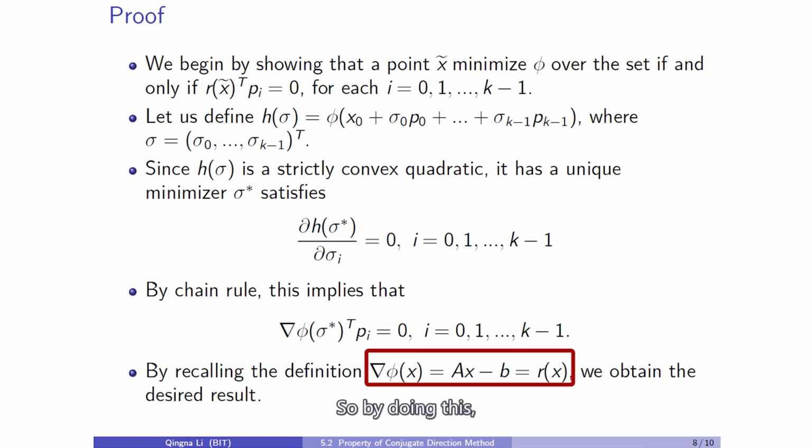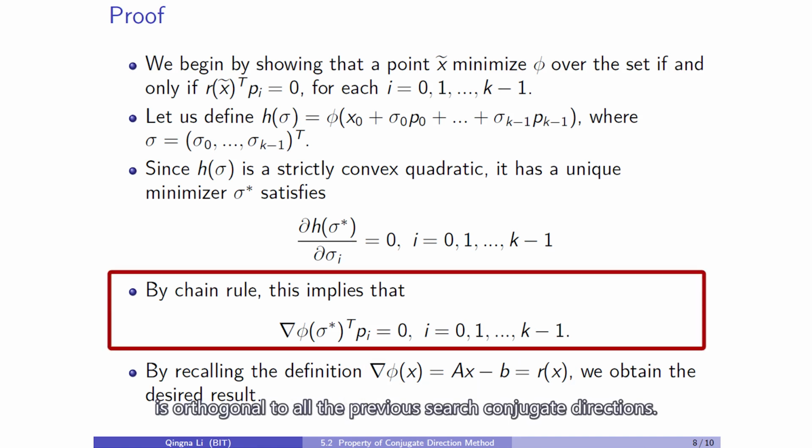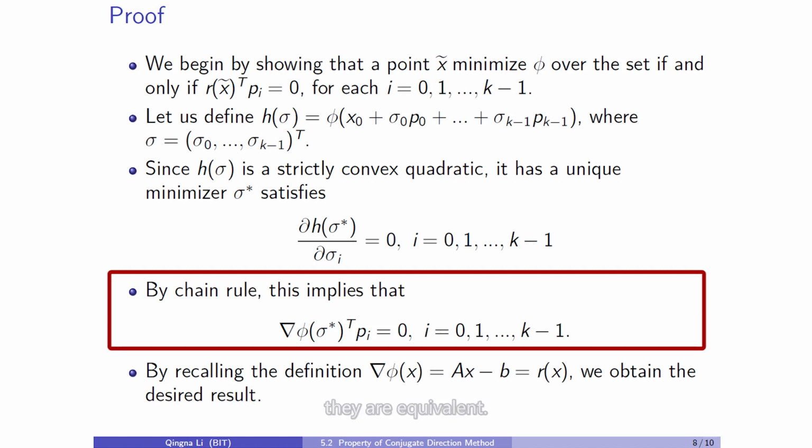So by doing this, it means that if we get a minimizer of h of sigma, the minimizer is exactly the minimizer of phi, right? So phi reaches the minimizer if and only if the residual is orthogonal to all the previous conjugate directions. Okay, so this gives the first step. The two parts of the theorem are equivalent.